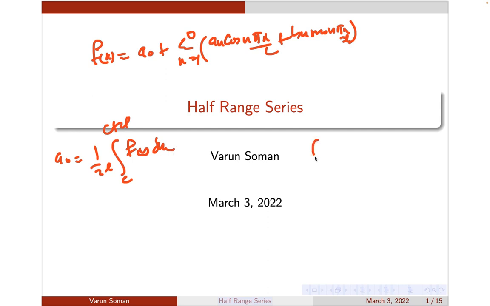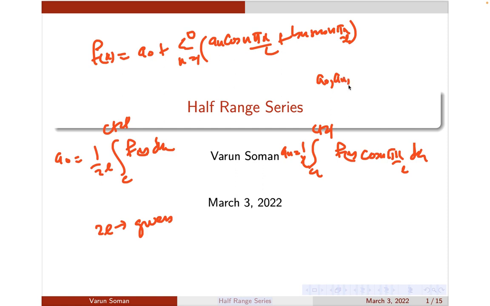And an is equal to 1 by L times the integral from c to c plus 2L of f of x into cos n pi x by L dx, where 2L is taken as the given interval length. So the given interval is taken as 2L. When you are asked to expand a function as a Fourier series, you need to find the values of a naught, an and bn. So that was the method which we adopted.